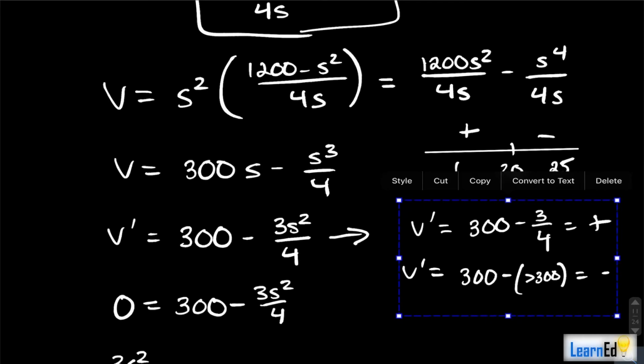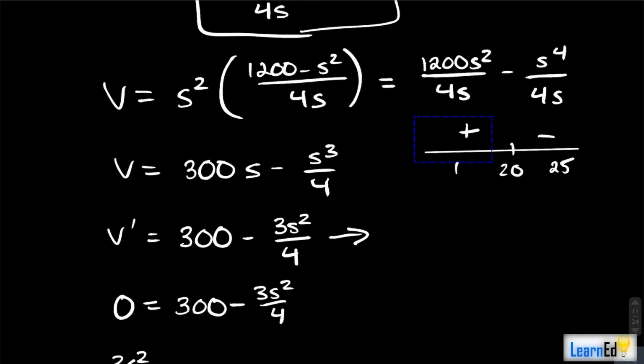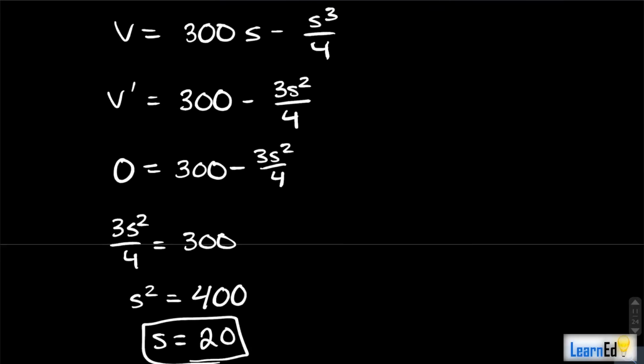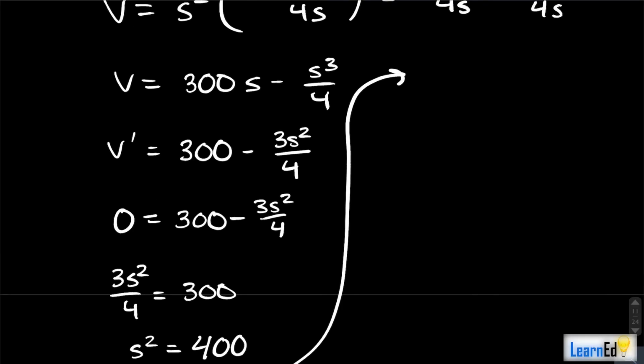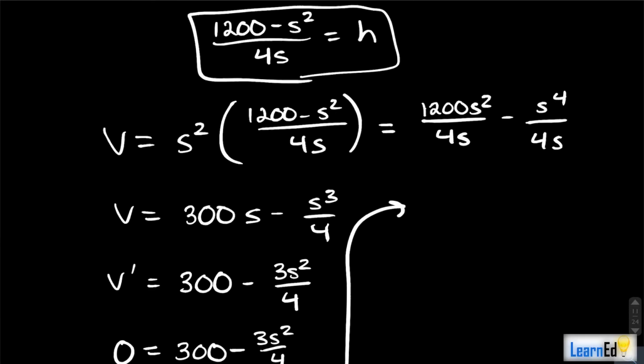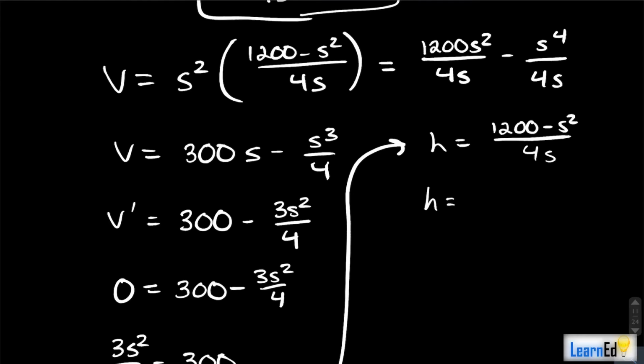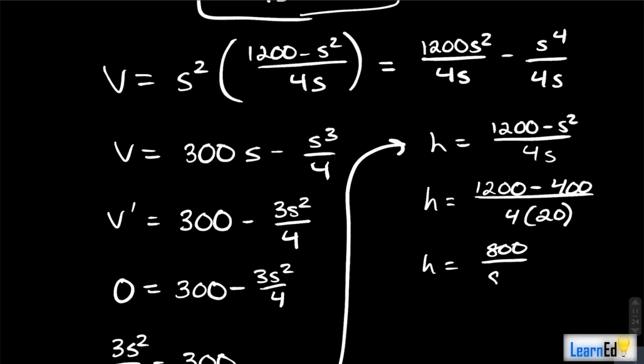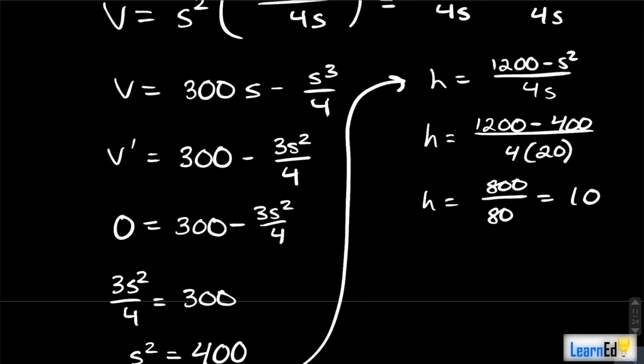I am going to delete this because I want to have space to talk about what we're going to be talking about next, and that's finding our h from our side. We know that our h equals 1200 minus s squared over 4s. We plug in the fact that s equals 20, and we get this guy right here. Then we just go, okay, 800 over 80, and we find that h is equal to 10.